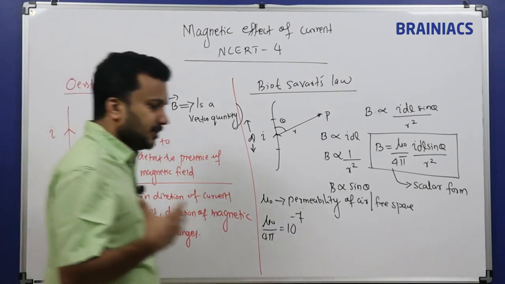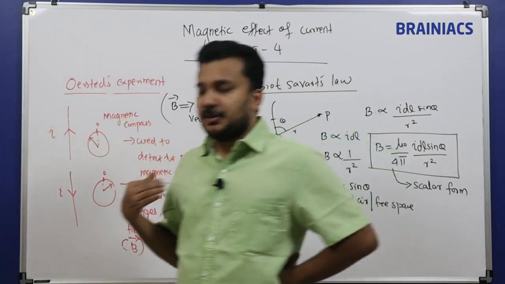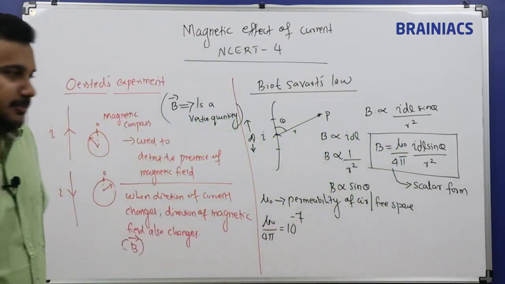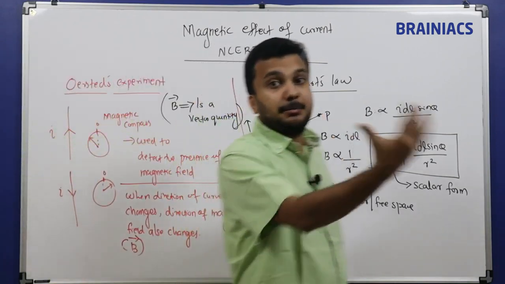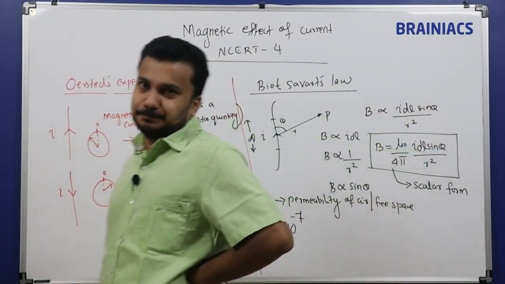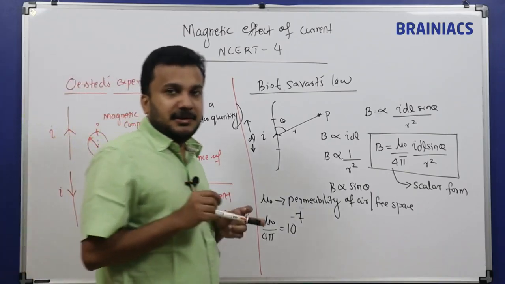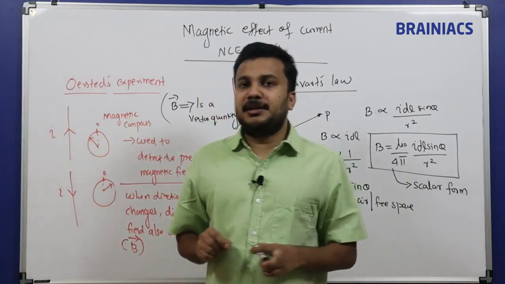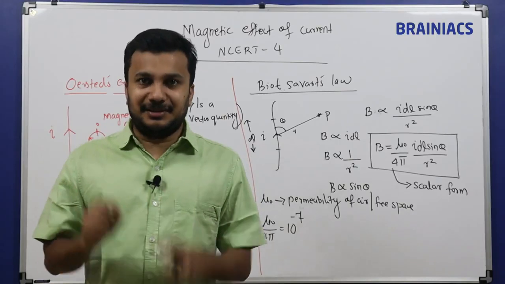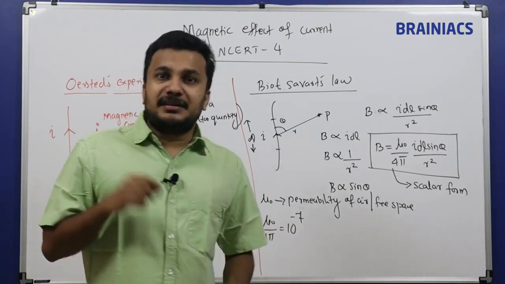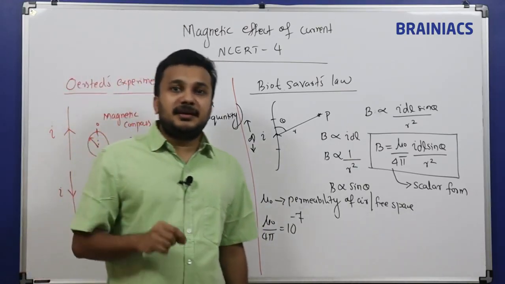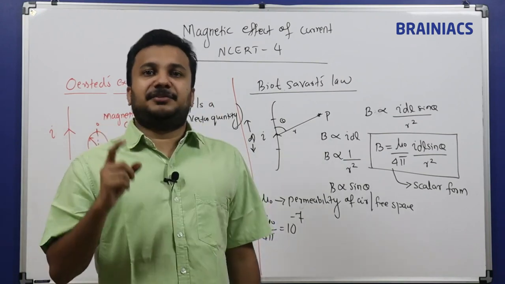It is similar to epsilon 0. Epsilon 0 is called permittivity: how much a medium can permit electric field. Permittivity is the ability of a medium to permit electric field. Permeability is the ability of a medium to permit magnetic field.